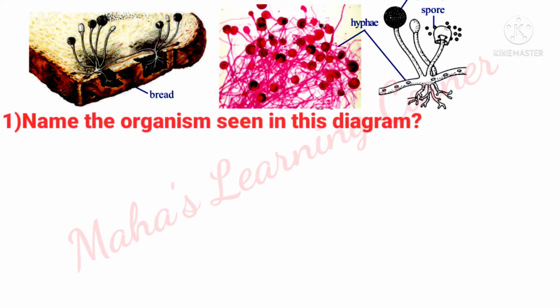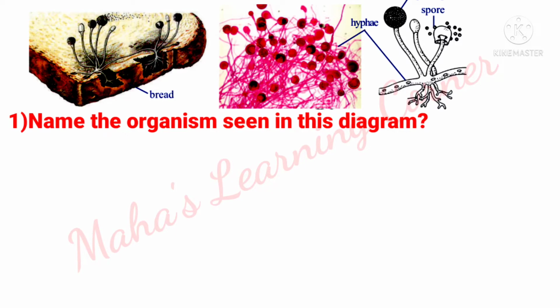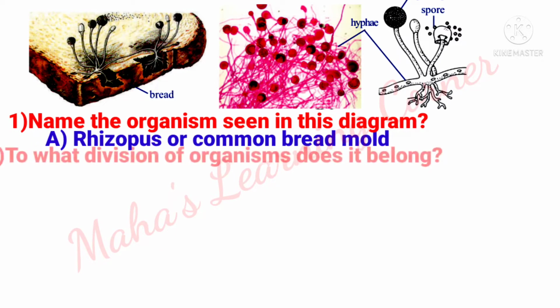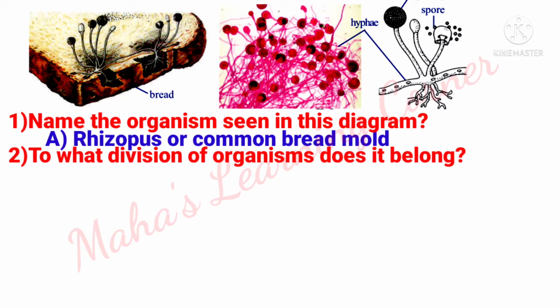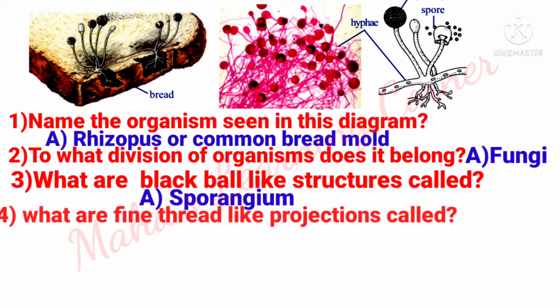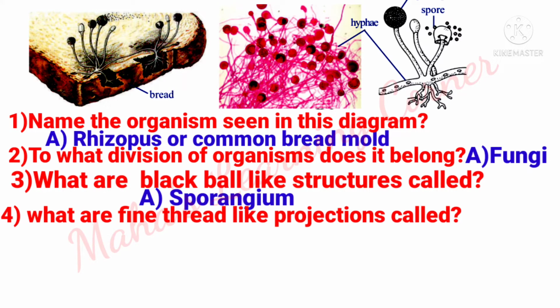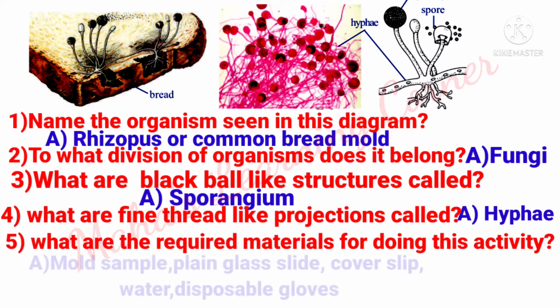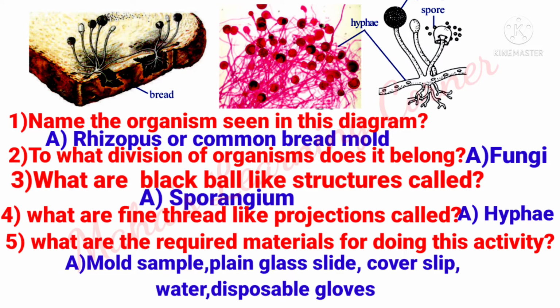Next, name the organism seen in this diagram. Correct answer, rhizopus or common bread mold. Second one, to which division of organism does it belong? Correct answer, fungi. What are black ball-like structures called? Correct answer, sporangium. What are fine thread-like projections called? Correct answer, hyphae. What are the materials required for doing this activity? Correct answer, mold sample, plain glass slide, cover slip, water, disposable gloves.